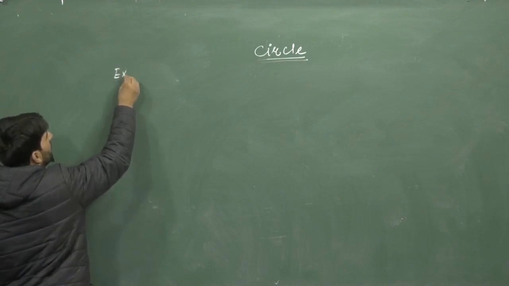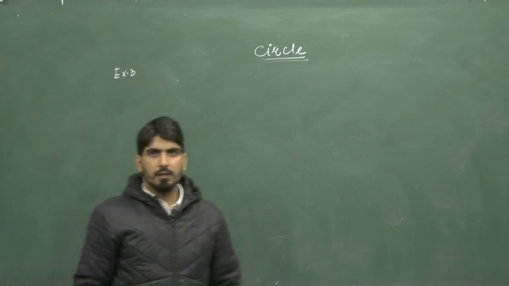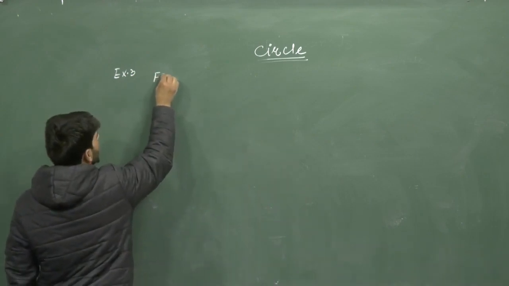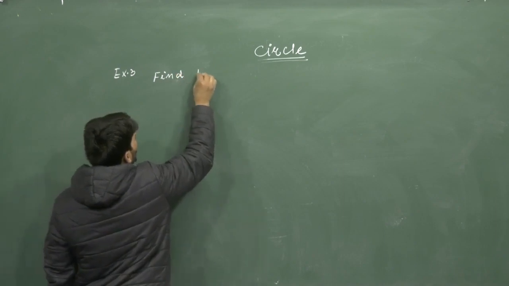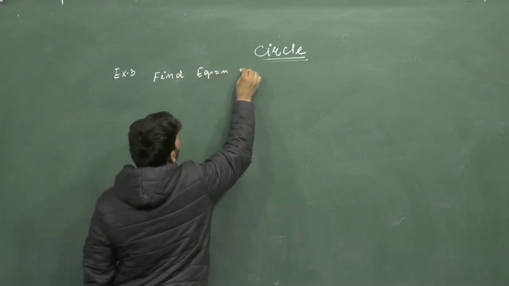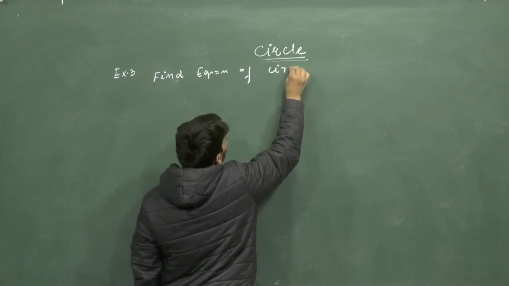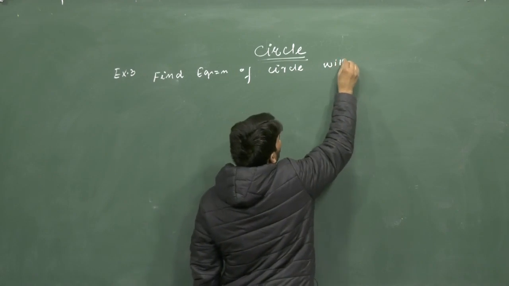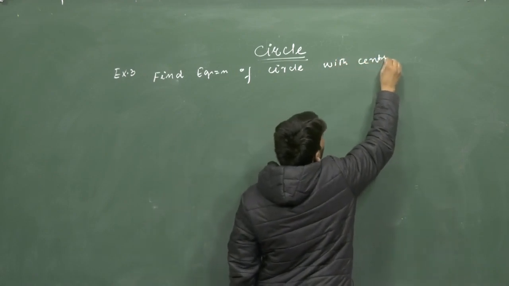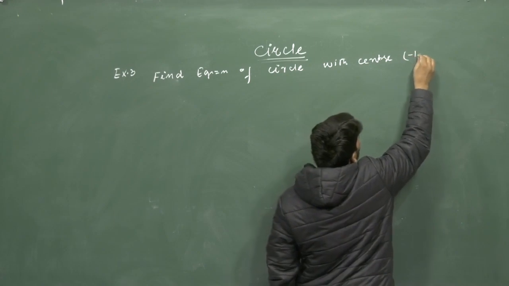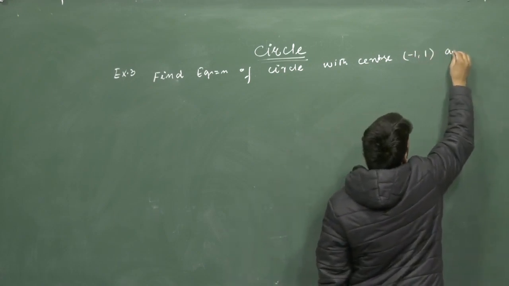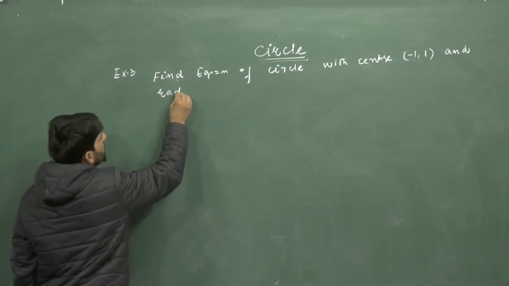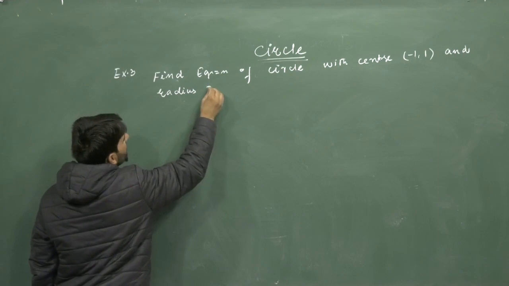Let's take example number 3. Find equation of circle with center minus 1, 1 and radius 3.